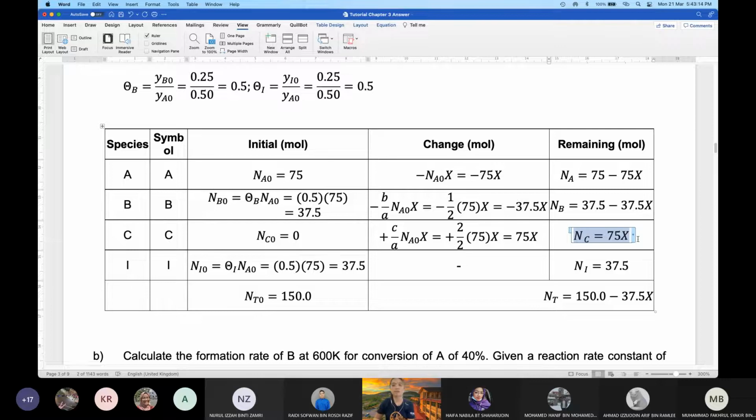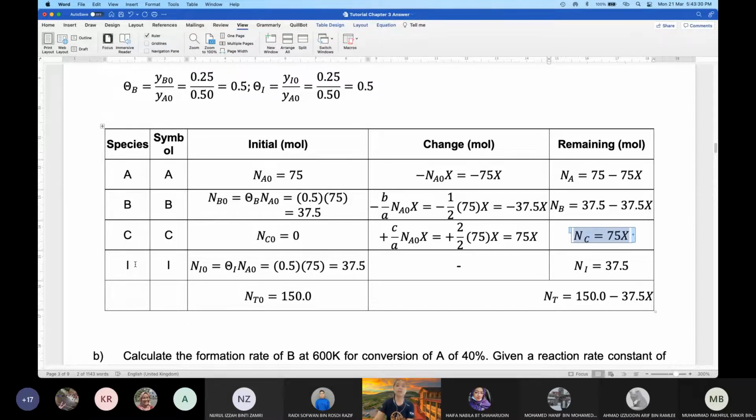NC equals 75X. So last one, inert. So part ni memang, not I say most, there is a tendency for students to forget that if there is inert in the system, kamu kena ada kira juga dalam table dia.